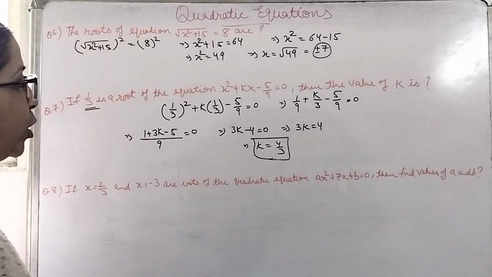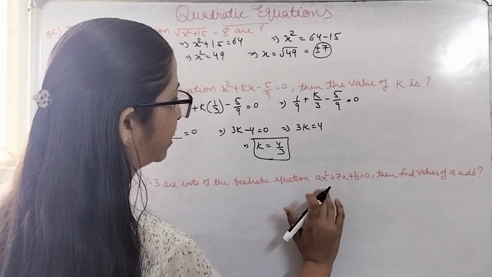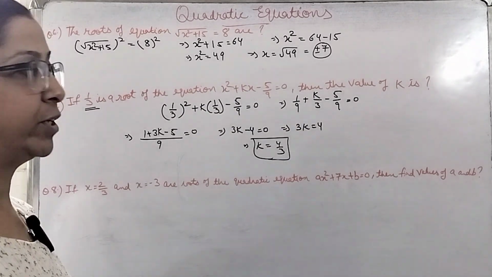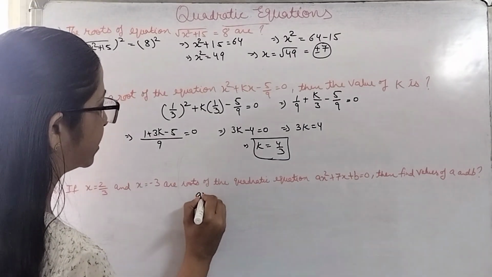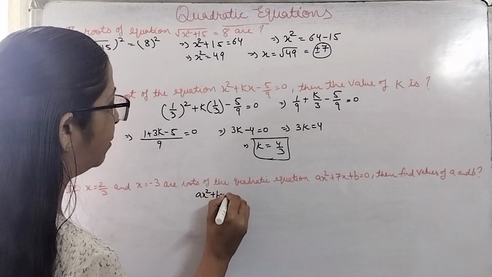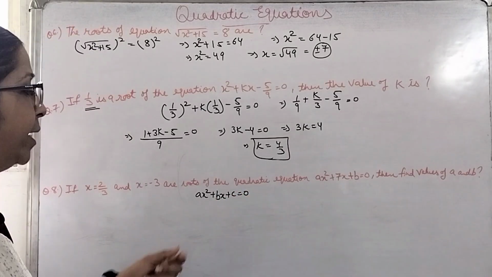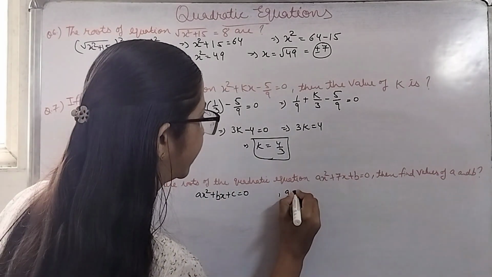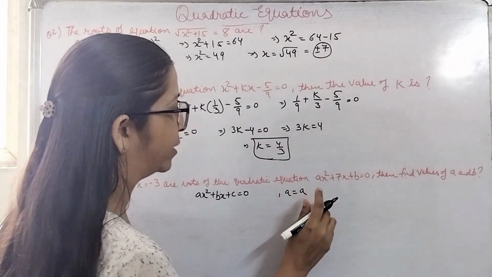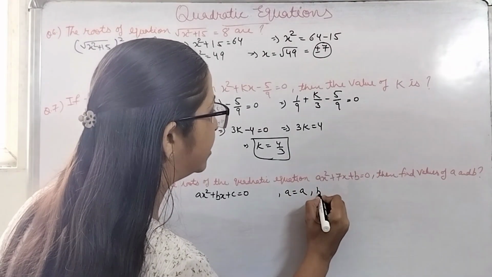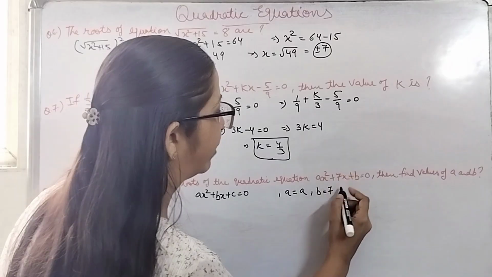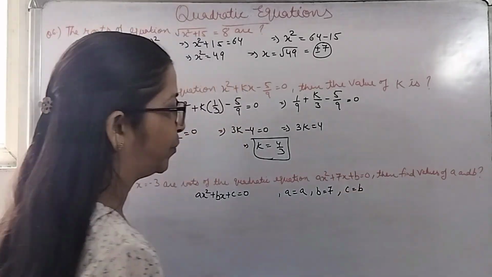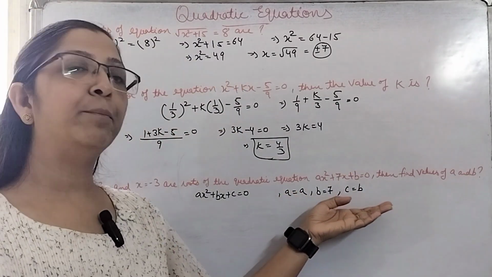So over here again, we will be comparing this equation with the standard form of the equation, that is ax square plus bx plus c equivalent to 0. If we compare it, what will be the value of a? That is the coefficient of x square, it is a only, same. Value of b is 7 and value of c is your b. So these are the values of a, b and c.